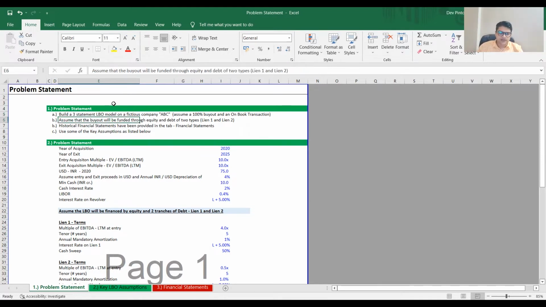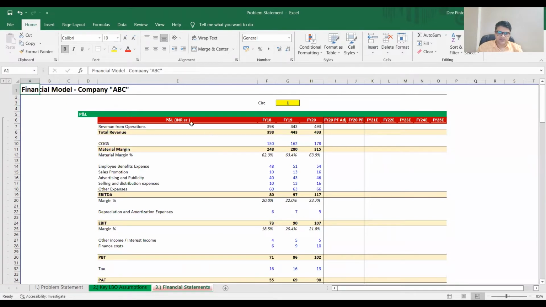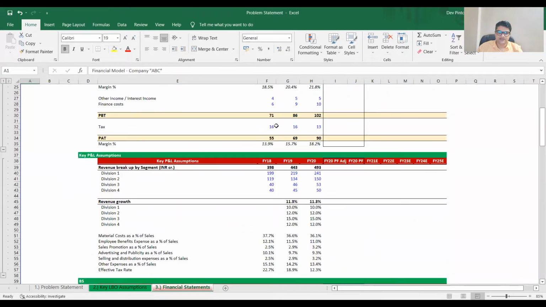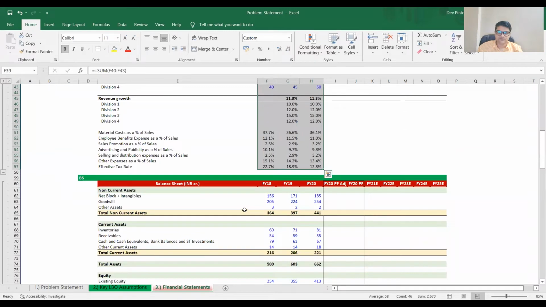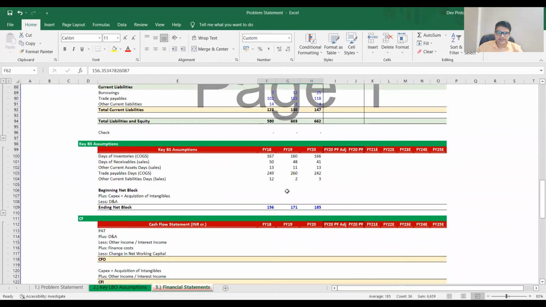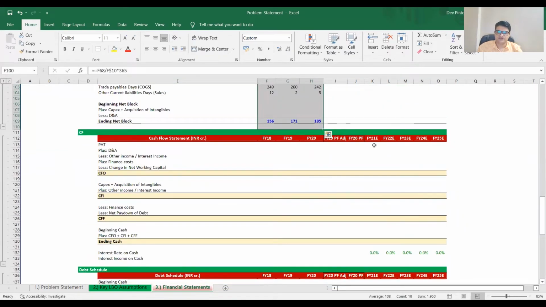Okay. Next point, assume that the buyout will be funded through equity and debt of two types, lien 1, lien 2. Historical financial statements have been provided in the tab financial statements. So let's go here. Okay, so for a fictitious company ABC, they've given us the P&L, they've given us historical P&L assumptions. They have given us the balance sheet, some of the balance sheet assumptions, and they've not given us cash flow. That's fine. We're going to build the cash flow.